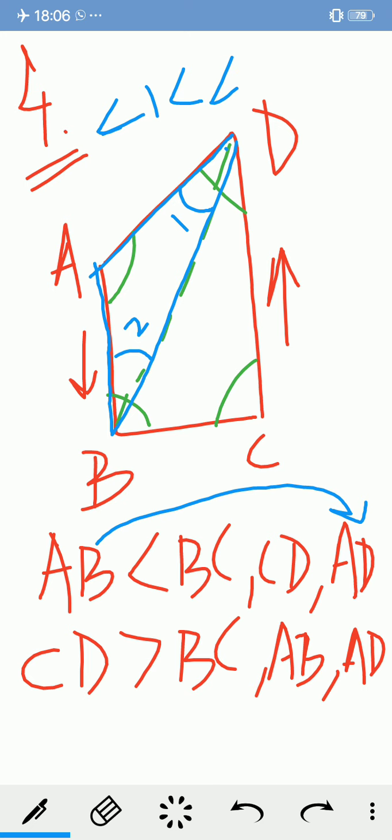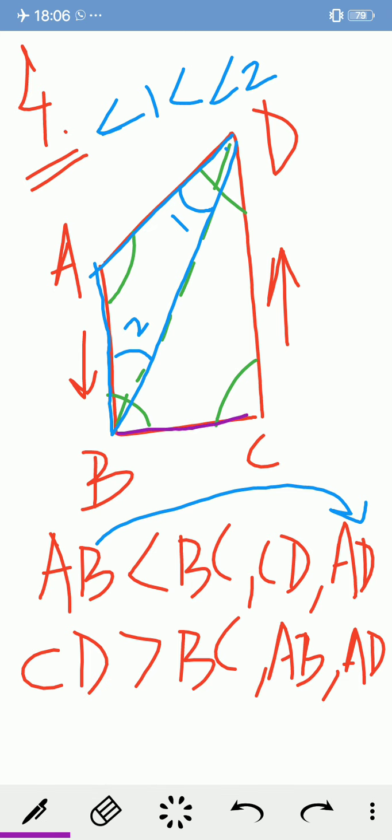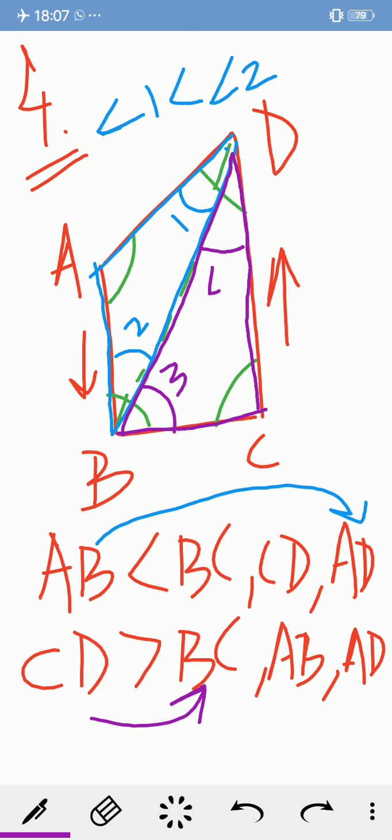Got it? Angle 1 is less than angle 2. Then you can do one thing. You consider triangle BCD. Here you observe one thing, that CD is greater than BC. So you have CD greater than BC. That means angle opposite to CD and angle opposite to BC, if I name them 3 and 4, here I get angle 3 is greater than angle 4, because angles opposite to longer sides are larger.